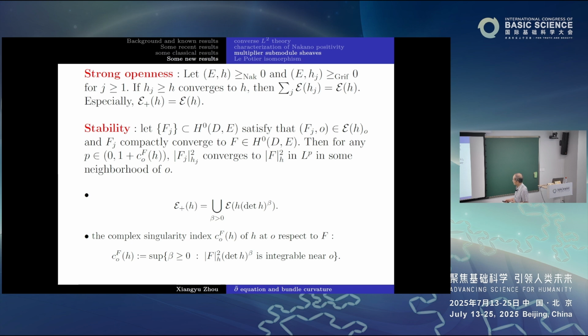This was pointed out by Raufi. Raufi gave some important contributions to singular Hermitian metrics on vector bundles. So you can also get the stability. We let the metrics also change, and we consider this convergence. So we can still get that this function converges to this function locally in L^p.